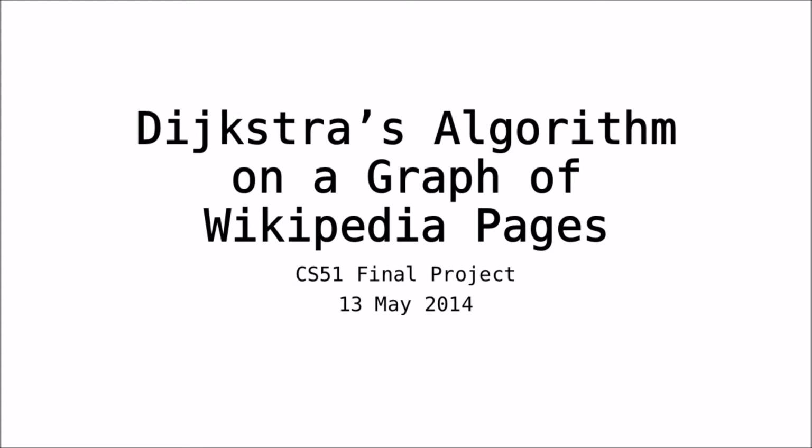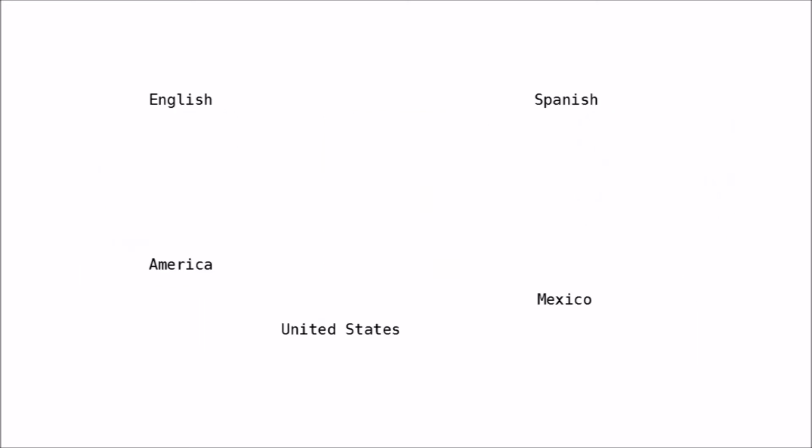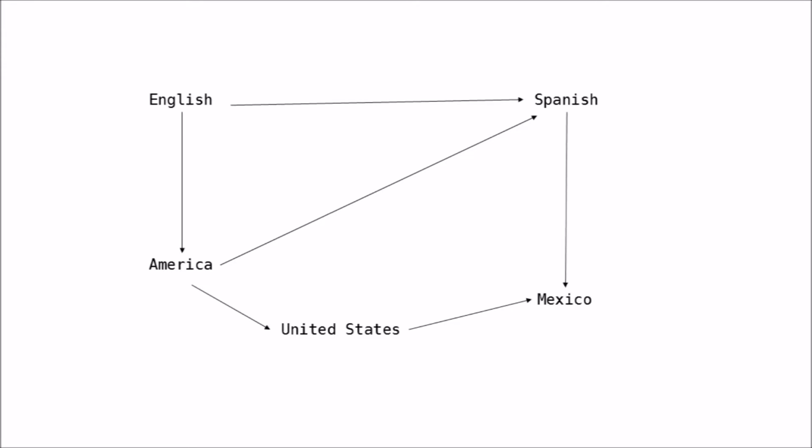Our project is entitled Dijkstra's Algorithm on a Graph of Wikipedia Pages, and our team members are Daniel Leichus, Jason Shen, and Jane Chen. We were curious about finding the shortest path between two given Wikipedia articles, so we decided to use Dijkstra's algorithm, where nodes are Wikipedia page titles and edges are the links between Wikipedia pages.